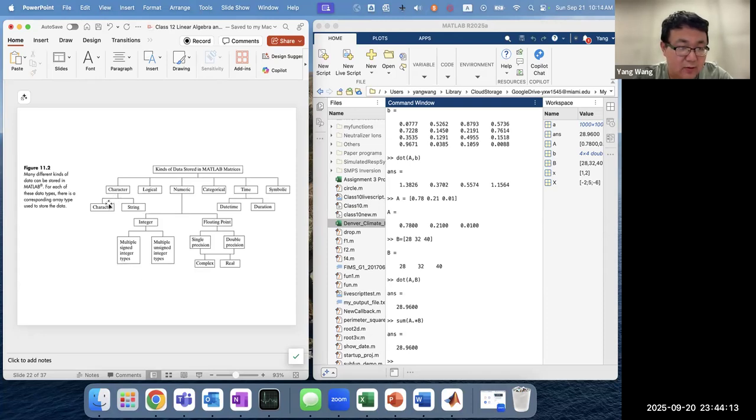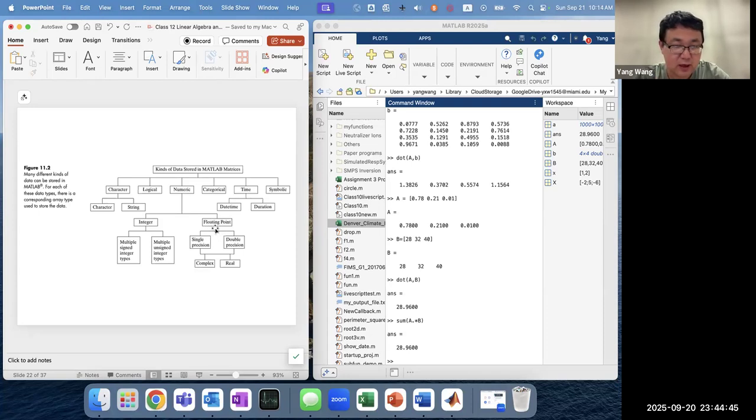For example, there can be character, just A, B, C, like letters. You can also convert character to strings. There's a logical variable when we talked about the different structures of the MATLAB codes. Numeric, then there's further integer or floating point. Whenever we use integers, it doesn't have any numbers after the decimal point. And then there are also floating point numbers.